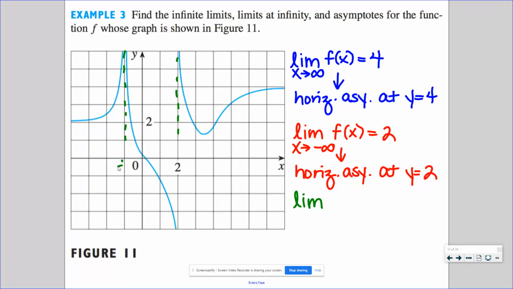This one I would say as x gets closer to -1, and I'm actually not going to identify the side because it's from both sides. As I get closer to -1 on both sides, my graph goes up to infinity on both sides. And so that would fit the qualifications for a vertical asymptote. And that would be identified at x equals -1.